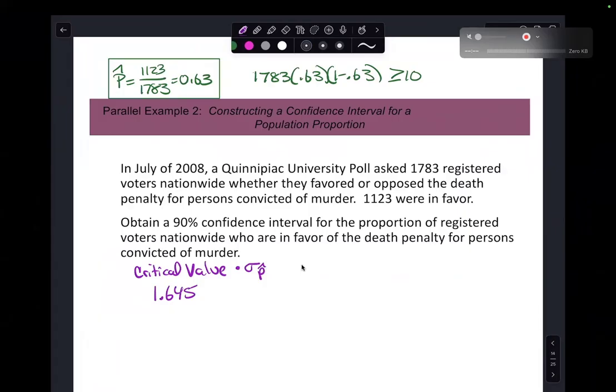And I'm going to multiply that by the standard deviation. So remember, it's p times 1 minus p. So it would be 0.63 times 1 minus 0.63 divided by my sample size.